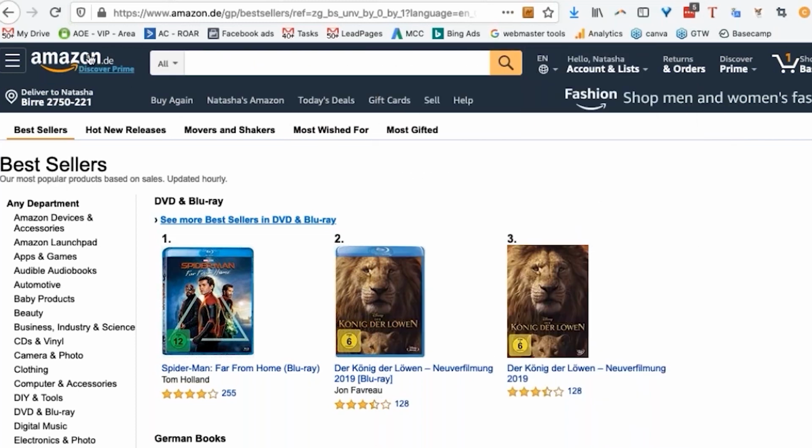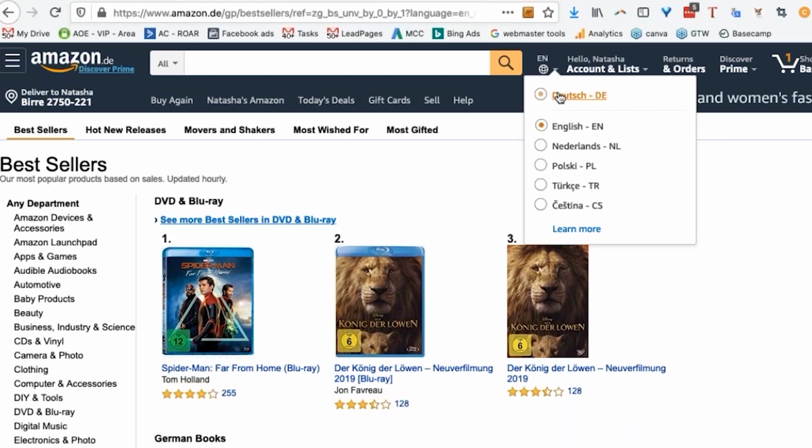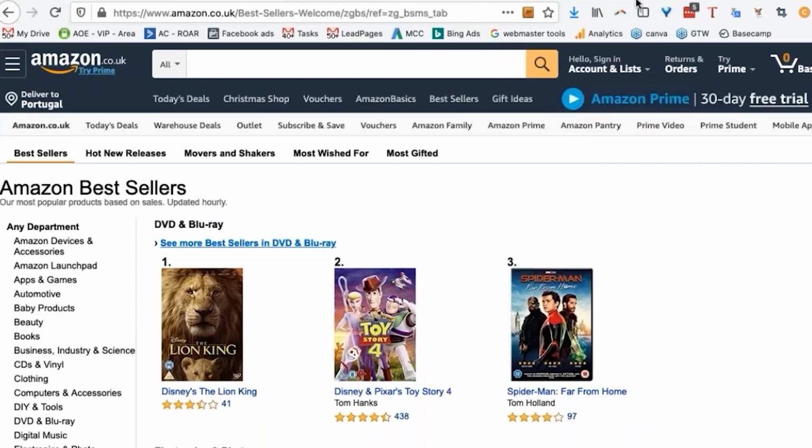We're in English. So when you come over to Amazon Germany, make sure you change your language from German to English. And when you come over to Amazon.co.uk, make sure you change the language from English to Australian.